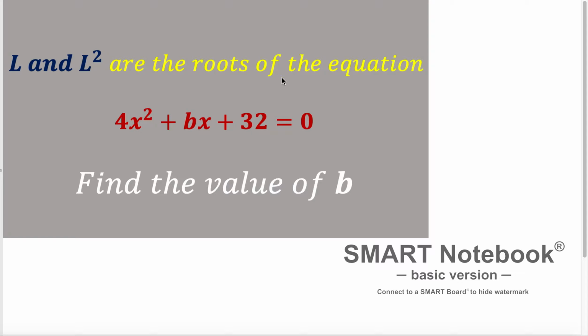...L and L squared are the roots of the equation 4x squared plus bx plus 32 equal to 0. Find the value of b. First of all, let's write this equation here, this quadratic equation.